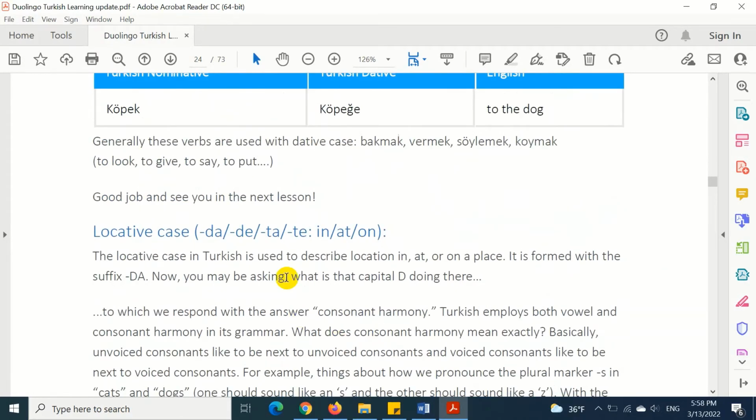Locative case, whenever a noun is functioning as a location, used to describe a location, we are using locative case, and with locative case we use the suffix da. Now we know these changes as well, because we should consider the vowel and consonant harmonies as well.